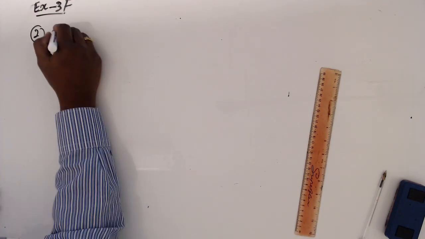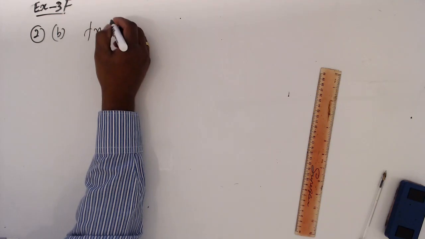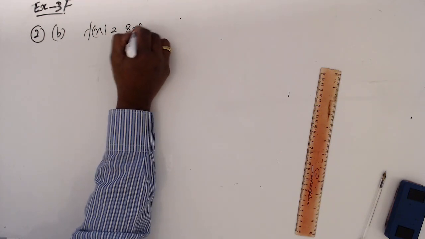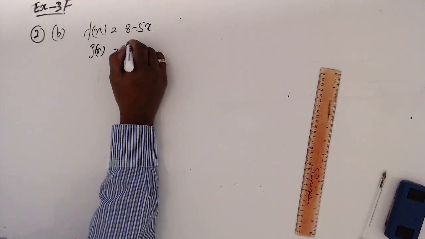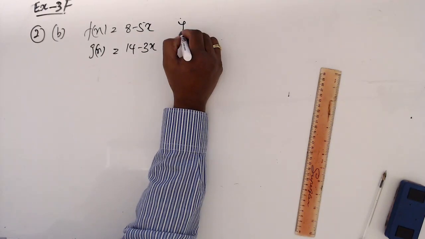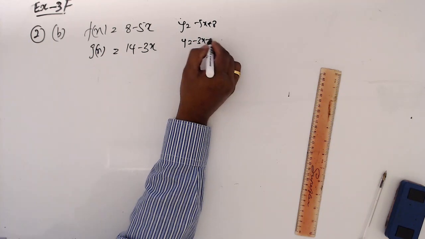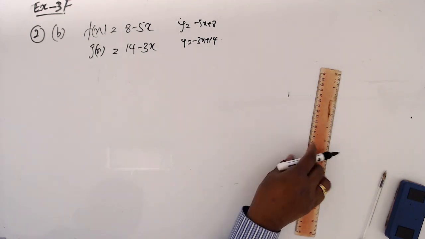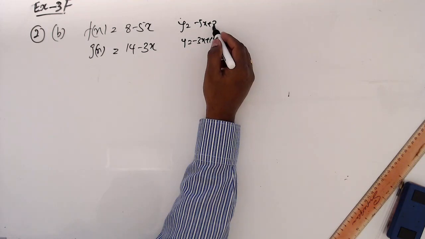Question, part B. f(x) equals 8 minus 5x and g(x) equals 14 minus 3x. We look at it in this way: y equals minus 5x plus 8, y equals minus 3x plus 14. Both have a negative gradient. So I'm going to sketch this one. It's going to show 0, 8.